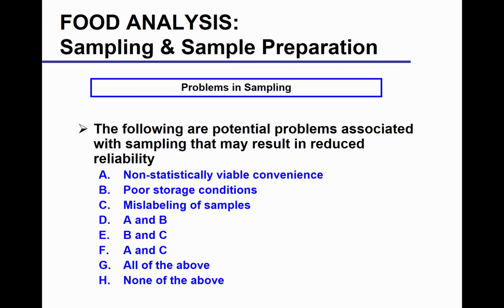So when you really have a restricted access to samples and you grab a box for convenience, then at the top, that is not a statistical way of sampling, then that's prone to error. Poor storage conditions might change and alter the sample for you, so you will end up having non-representative results of the lot. And then mislabeling, that's a common and obvious mistake.